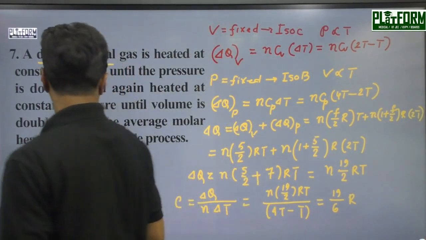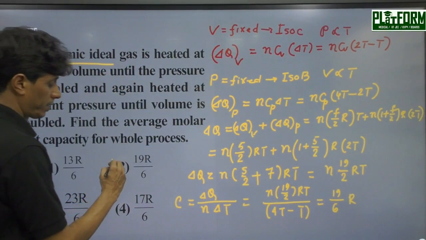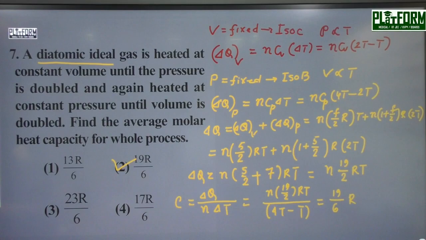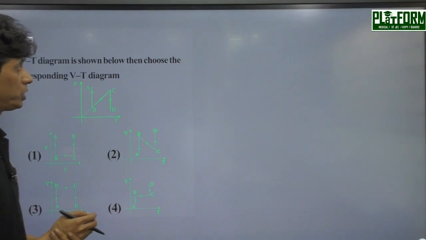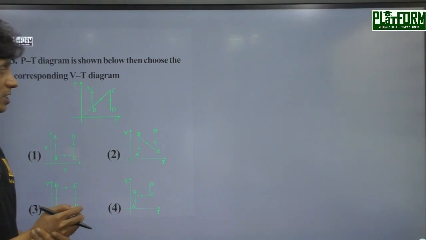Correct option matches with 2. Let us see the next question. The PT diagram is shown below, then choose the corresponding V versus T graph.